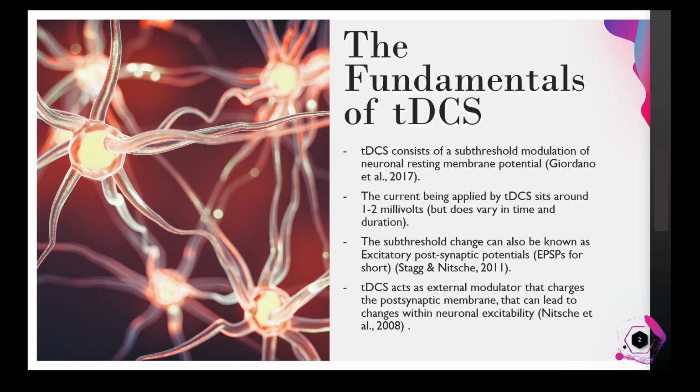Now suppose we apply this knowledge in combination with the usage of tDCS. We can understand that tDCS acts as an external modulator that enhances the electric charge within postsynaptic membranes, which leads to changes within neuronal excitability. However, for the neuron's excitability to be of benefit, it is vital to know how to distinguish and select the location, length, and duration of stimulation within the usage of tDCS.